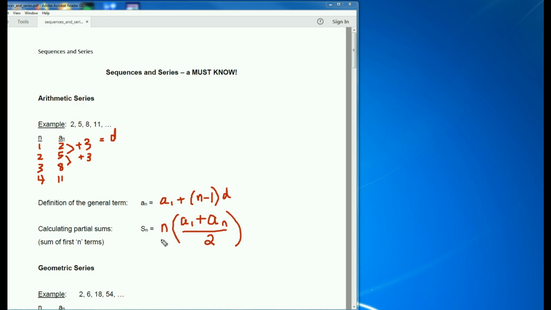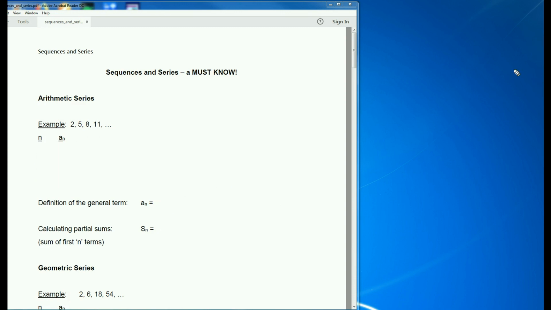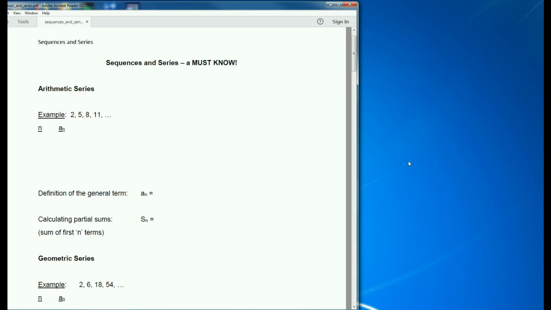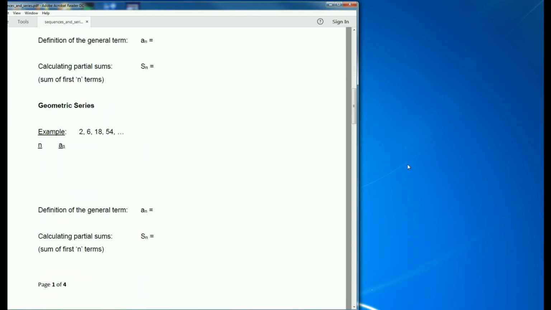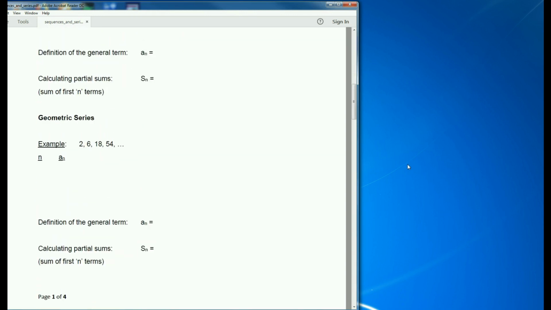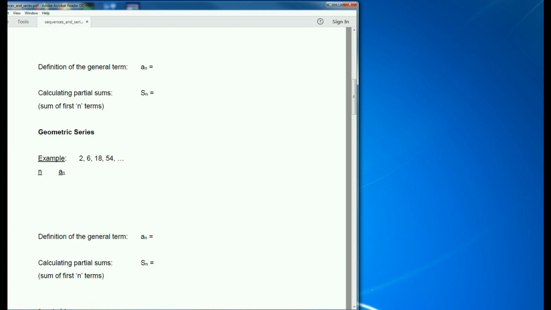Okay. All right, I'm going to erase this so I can scooch down on the page. And also a very quick review of geometric series. All right, so here's an example of a geometric series. Again, a very simple one.